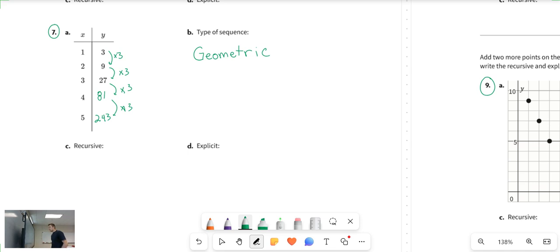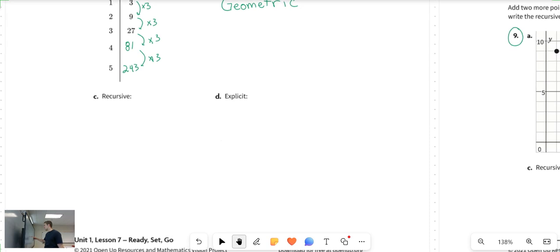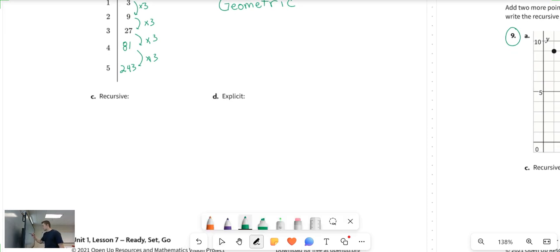243. Okay, the recursive form of this is always going to start with f of n equals f of n minus 1. And then what are we doing to that f of n minus 1? We are multiplying it by 3. And we should note that f of 1 in this case equals 3, so our first number is 3.